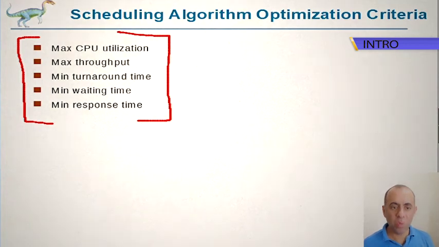We want to select one lucky process out of all of those processes, and we want to send that lucky process to the CPU.